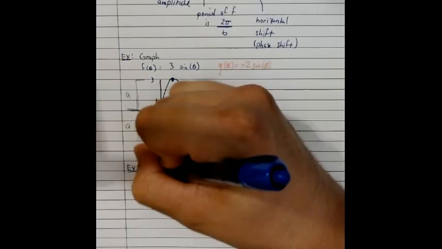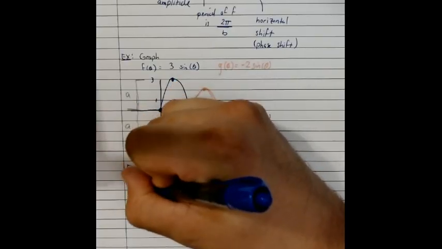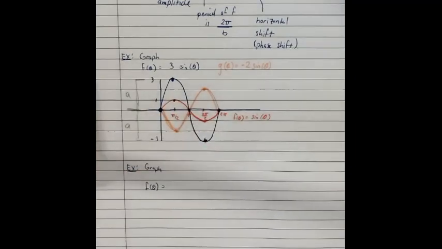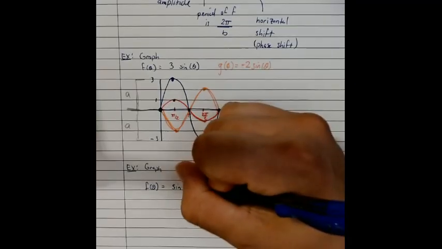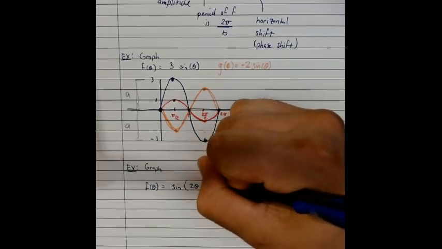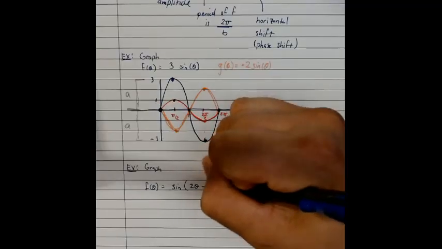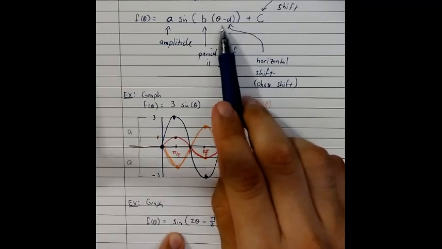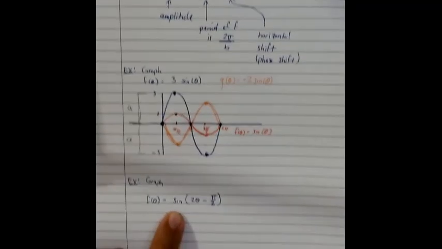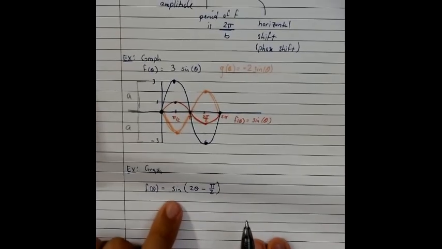Let's go ahead and graph f of theta is equal, let's stick with sine for now, so sine of 2 theta minus pi over 2. All right. So here we could think of this as 2 separate operations, right, here and here, but it's going to be simpler to do this.